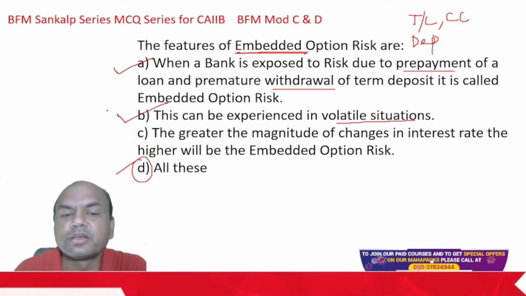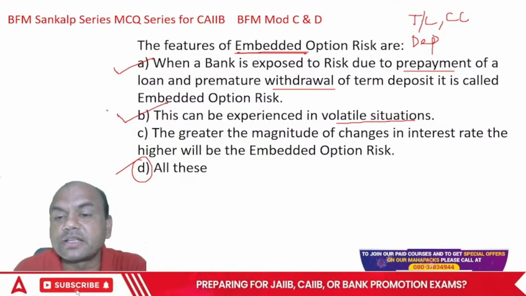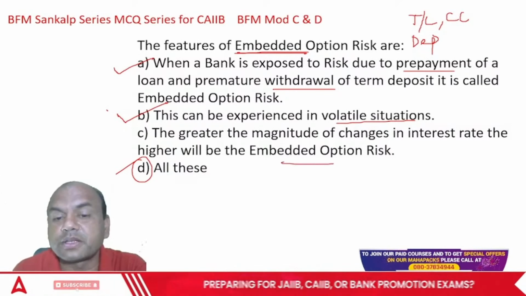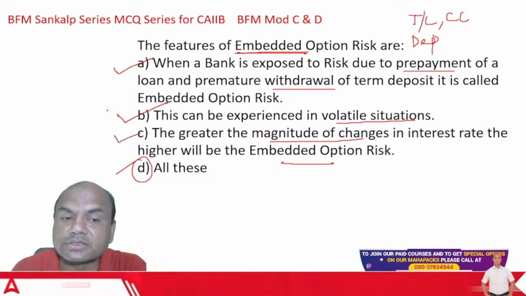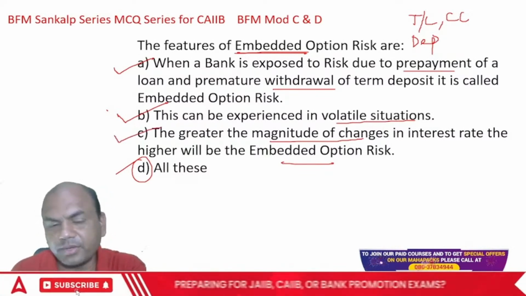C is true. The greater the magnitude of the changes in the interest rate, the higher will be the embedded option risk. So more the changes in the interest rates, more will be the embedded option risk. So that is correct. Okay.